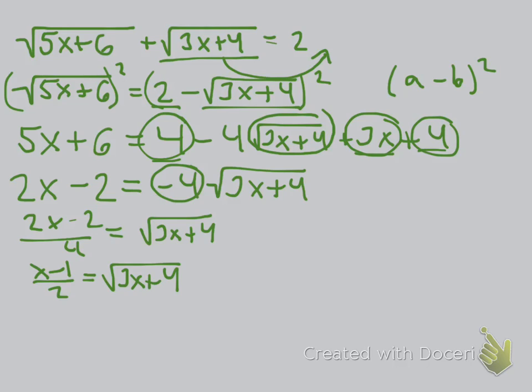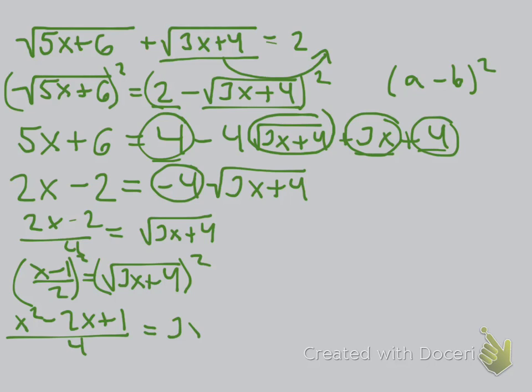So I am running out of space a little bit here, so we're going to see what we can do here. But now I'm ready to square both sides. This is going to come out a little bit nicer here. So I'm going to square. Hopefully it does anyway. I'll have x squared minus 2x plus 1 over 4 equals 3x plus 4. Okay, I'm going to take my work and I'm going to move it. I'm running out of space here. I'm going to move it up here.